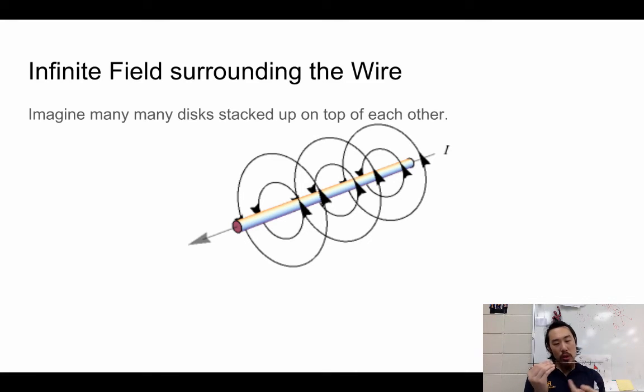I wrap my fingers around. So underneath the wire, my fingers are pointing towards me. So the magnetic field at that point is away from the screen, O. And on the other side, the magnetic field is pointing upwards.